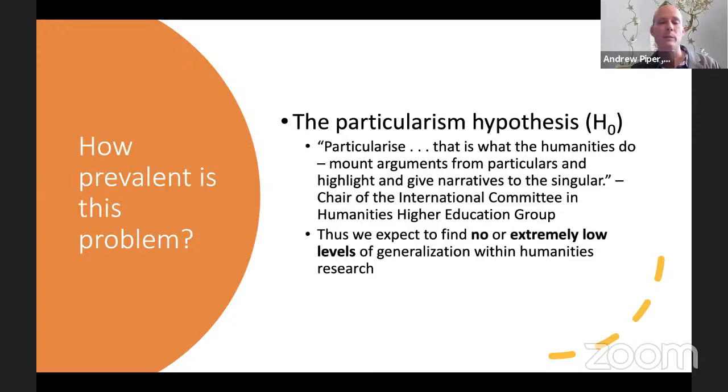The particularism hypothesis, which is quite hard to say, says that we expect to find no or extremely low levels of generalization within humanities research. That is to say, if we do in fact highlight the singular, then we should not see generalization very prominently in our research. And so far, I've only been using examples. So how can we get confidence about how prevalent this problem of generalization is? Is generalization really a problem in literary studies?